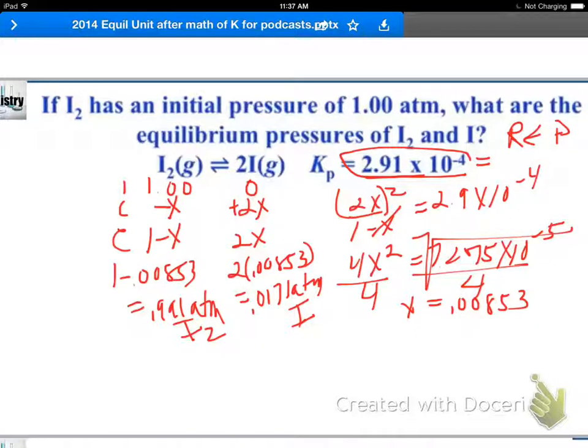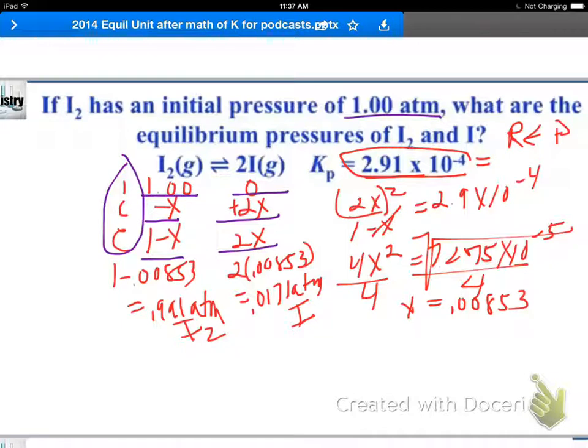So let's take this a step at a time in terms of what we did. The first thing we did was, we're told we have 1 atmosphere, and we want to know the equilibrium pressures of both the reactant and the product. So we set up an ICE table. We're told we have 1 atmosphere of I2. So the assumption we're going to make is that we have no product, no I. So based on the coefficients in the reaction, we're going to take minus x here, plus 2x here. This gives us 1 minus x.